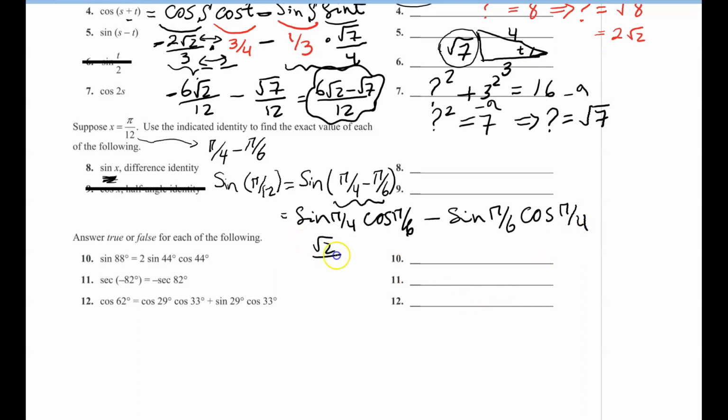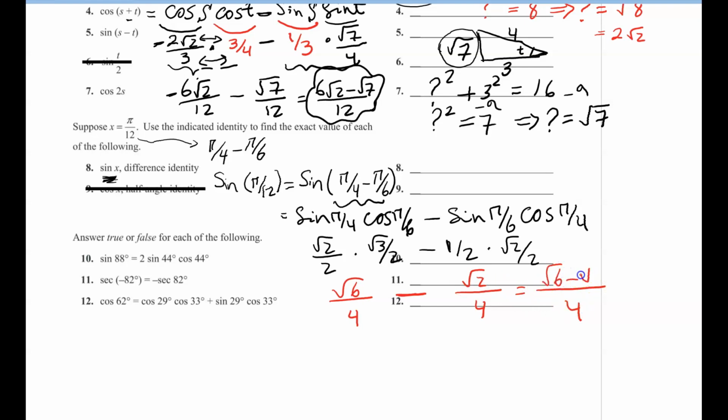So you would say root 2 over 2 times cosine of pi over 6, which is root 3 over 2, minus sine pi over 6, which is 1/2, times cosine of pi over 4, which is root 2 over 2. Then you simplify from here. You have 4 for the denominators. For here you would have root 6 minus root 2. Combining them, you have root 6 minus root 2 over 4.